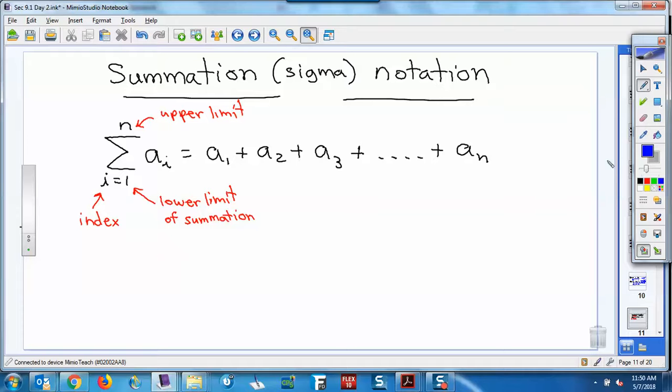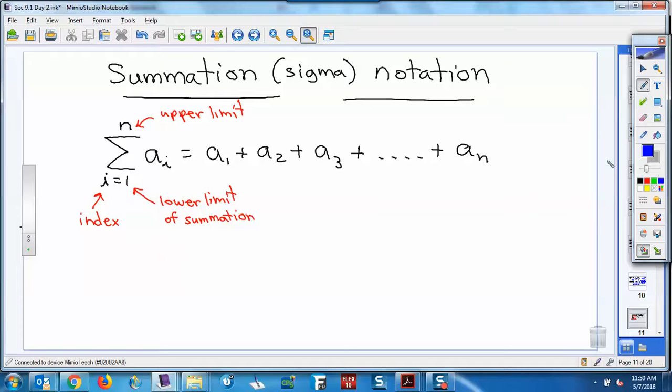You always go up by ones, and you never go backwards. So whatever it starts at, down on the bottom, it goes to whatever number's up on top, and it goes by ones in an increasing fashion. This could even be negative to start with.